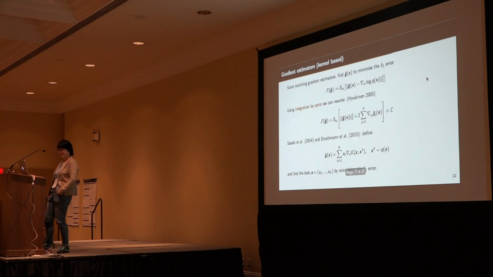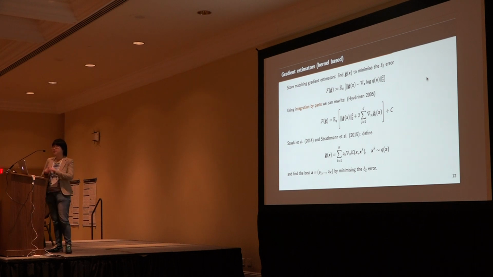So this idea says that I want to minimize the expected L2 error of the gradient fit. I use G hat as the approximate gradient of my score function, and then you see this kind of expected L2 error under the distribution Q. So if you expand this square term and then use a trick called integration by parts, which is in your college calculus book, then you can basically show that you can rewrite this L2 error into this form.